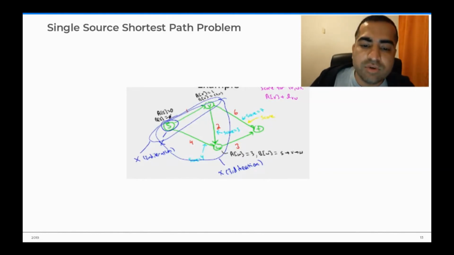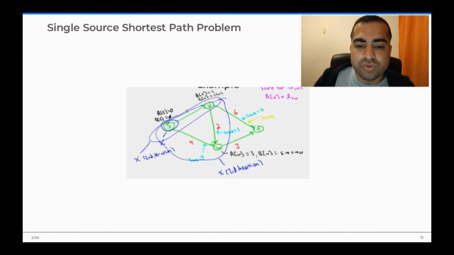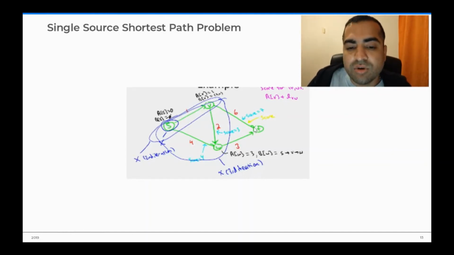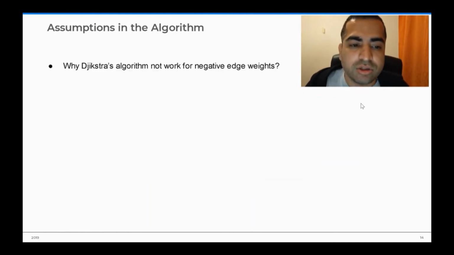Now the last node is T, and we can reach there either from W to T or from V to T. We have already seen that the V to T score is 7, but the W to T score is equal to 6. So that's why our final path to reach T is through W. So A of T will be equal to 6 and B of T will be equal to SVWT. That's our shortest path. I hope this example clarifies how the Dijkstra algorithm works.